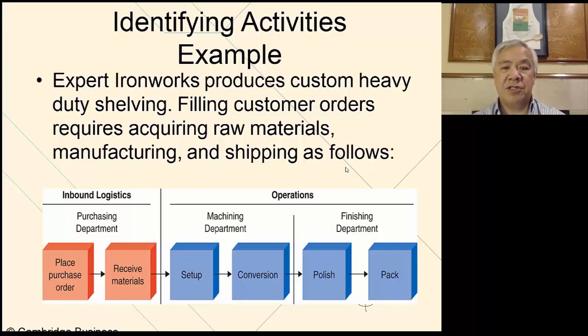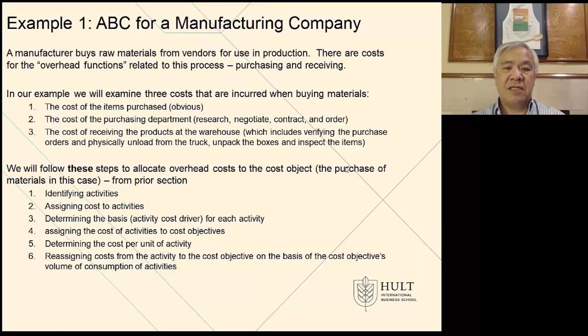In the operations side, the machining department does the setup and conversion, and this is a company that makes steel shelving, so they will do the conversion from raw steel, raw material steel, into shelves, and then they transfer to the finishing department, which will do the polishing, finishing up the production, and putting it in boxes ready to be sent to customers. We're going to use an example starting with the purchasing department.